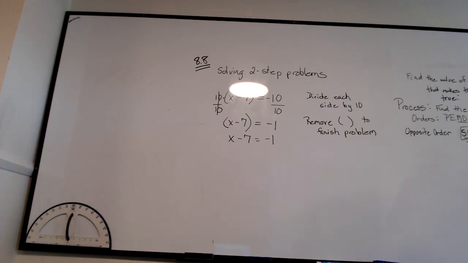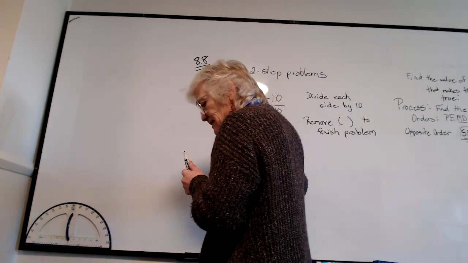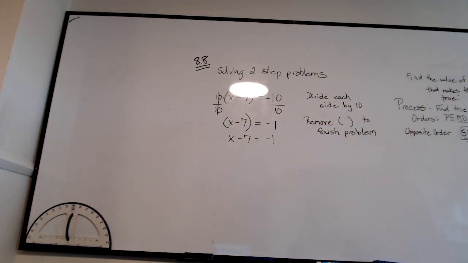Because those parentheses were there, we wanted to wait to do inside them until after we got rid of the 10. Because parentheses usually come first, so we are going to do them last. So now, what am I going to do? I have x minus 7. I want to get x by itself, so what am I going to remove, and how am I going to remove it? Yes, Hayden.